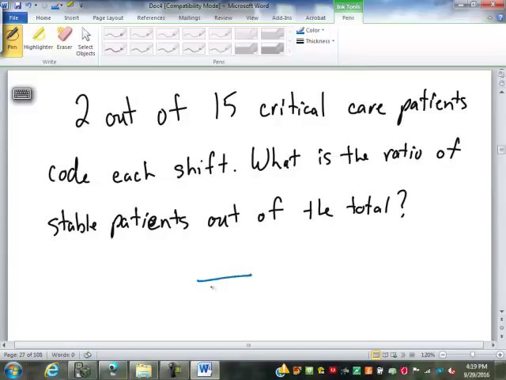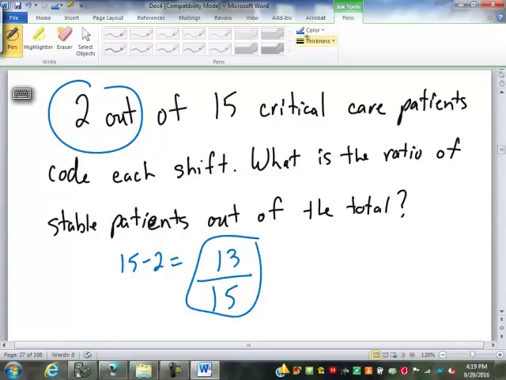So what would the ratio of stable patients out of the total be? Well, the total is 15, right? Is that 2 out of 15? Or the 2 are the ones that code. They're the non-stable patients. So how many would be stable? 13. 15 minus 2 equals 13 out of 15.